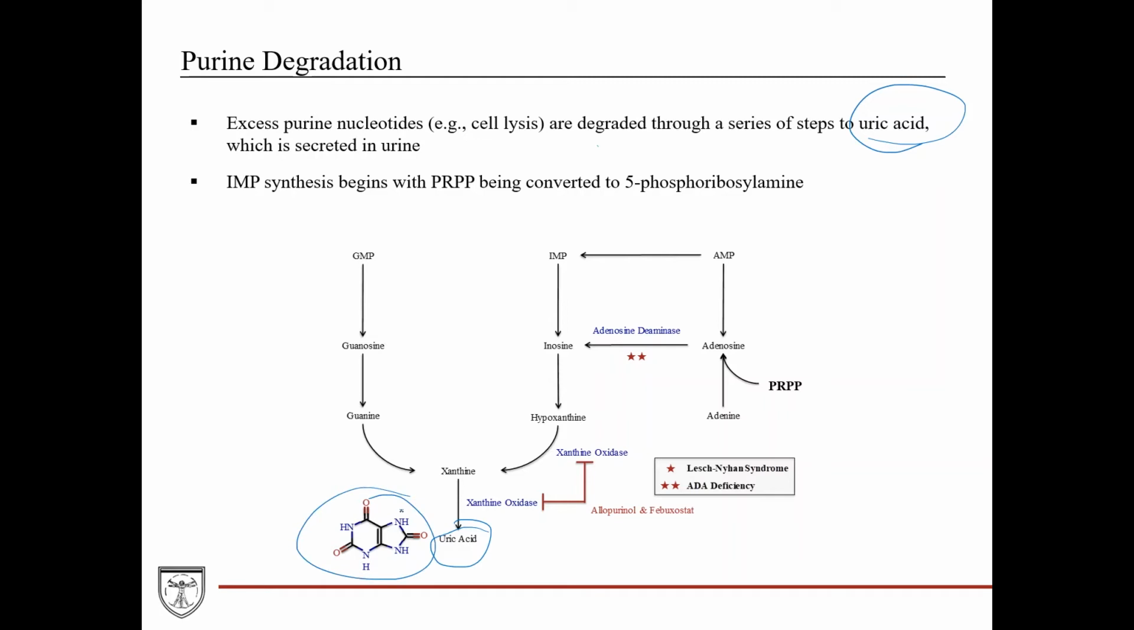Someone asks you, what's the end product of purine degradation? Uric acid's the answer. Uric acid then gets secreted in the urine. So if you remember, we'll just highlight this here, even though we're going to focus on GMP and AMP. You have IMP here, which you remember, PRPP is converted to 5-phosphoribosylamine, which is then converted to IMP. And so IMP, if you remember what's important about IMP, is IMP can be converted into GMP or AMP. And then this is how IMP gets degraded, and we'll talk about that in a second.